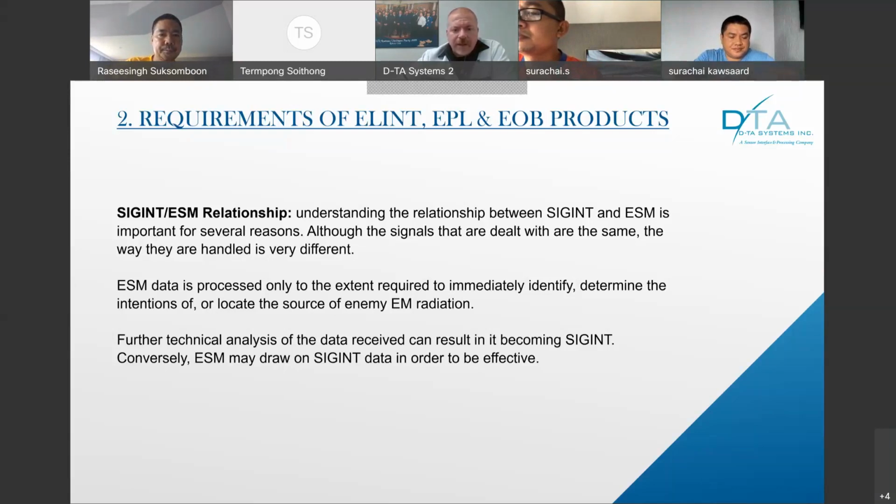Conversely, ESM may draw on SIGINT data in order to be effective. So this is basically where the better your ELINT collections, the more detail within your ELINT collection, the better your ESM libraries are, and the faster you can identify emitters out in your surrounding area, which also then in turn will speed up your picture compilation and threat analysis.